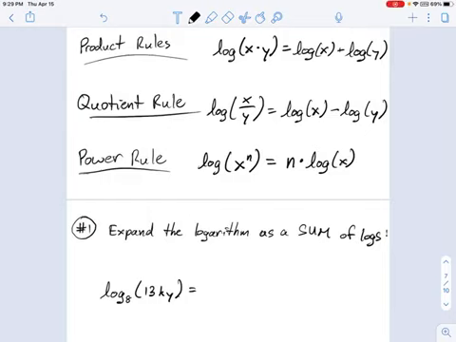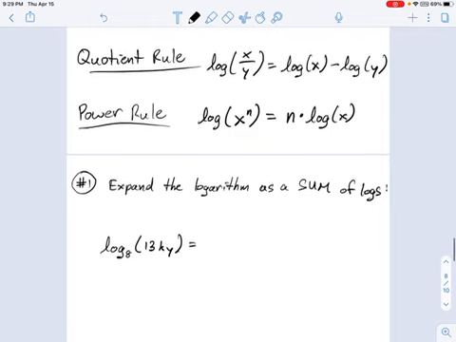So I'm just going to start out with some intro examples of how to use the product rule, the quotient rule, and the power rule for expanding logarithms. And we'll get into more complicated examples later, but I just wanted to start us out with these guys.